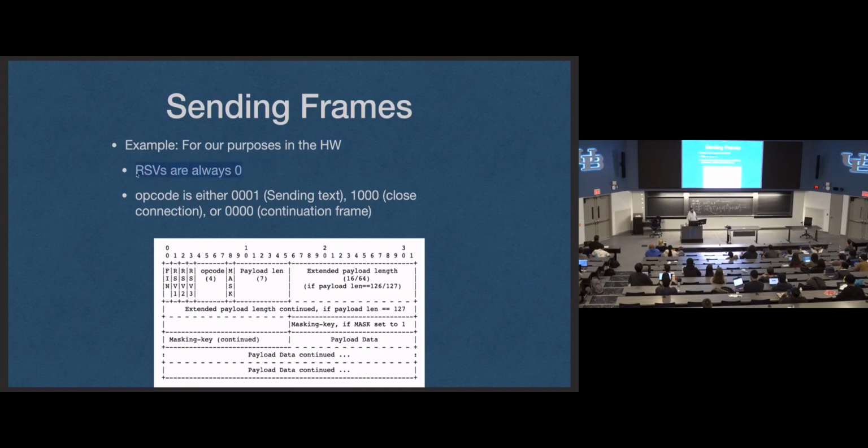Assumptions for the homework: reserved bits are always going to be 0. Opcode will be one of these 3 cases: 1 for text, 8 for close, or 0 for continuation frame. You're going to see one of those 3. So if it's anything other than that, I don't care what your code does. It can just explode or whatever. It's fine, if you see anything other than those 3 opcodes. And those are all the assumptions.